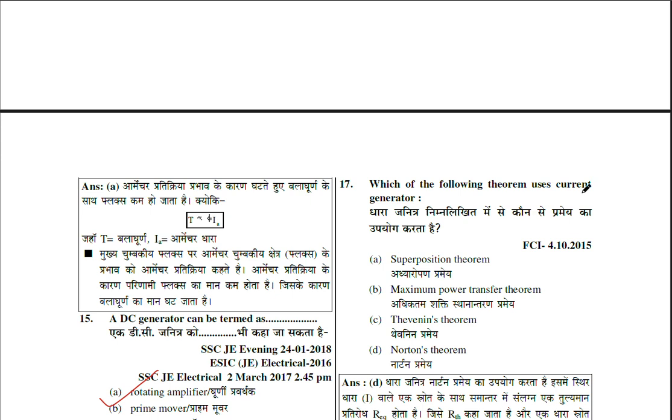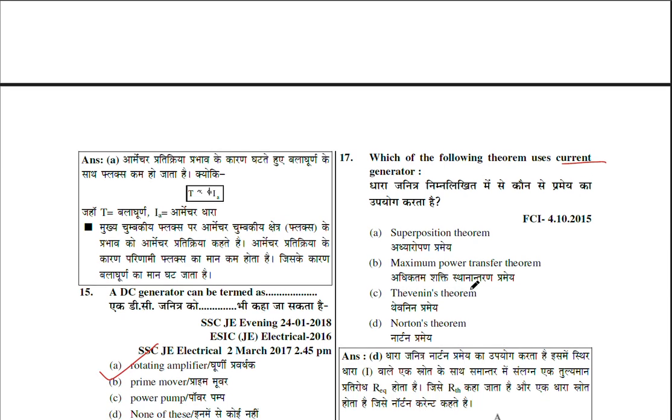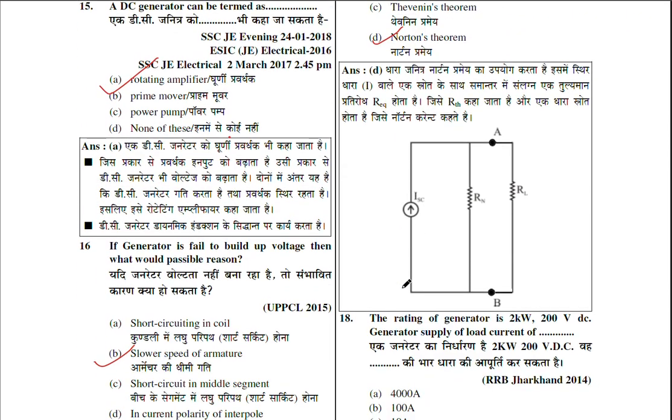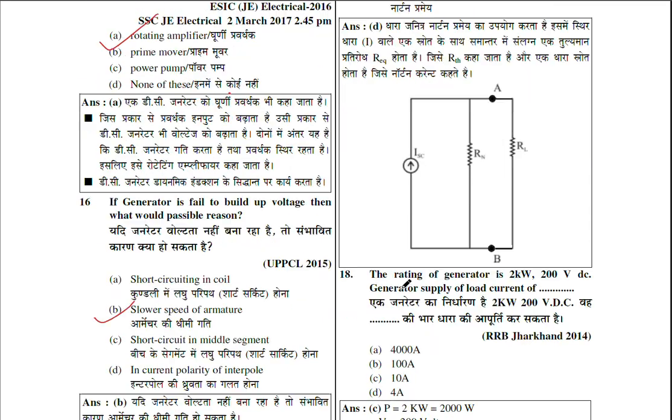Next, question number 17: which of the following theorems uses a current generator? Superposition is not related, maximum power is not related, and Thevenin is related to the voltage. Norton's theorem is related to the current, so option D is the correct answer.